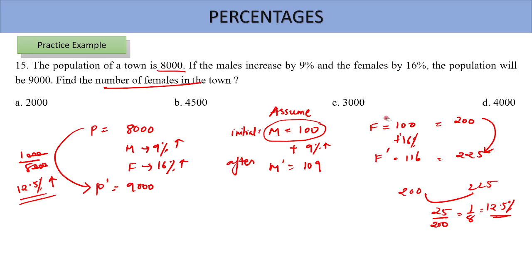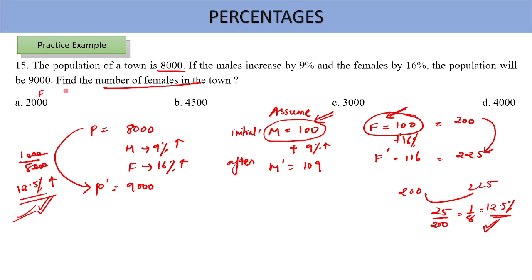So I have to look for that option in which I am getting my number of male and female as the same. I repeat, when I do the percentage increase from the initial case, from 8,000 to 9,000, I am getting an effective percentage increase of 12.5. And when I do my percentage increase on the assumption which I have taken, 200 and 225, here also I am getting the effective percentage change as 12.5, which is matching with the initial case. So I can say that this is because I have assumed my male and female to be equal. So I will look for that option in which I get my male and female as equal.